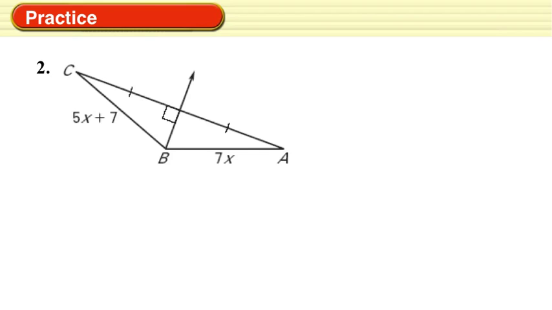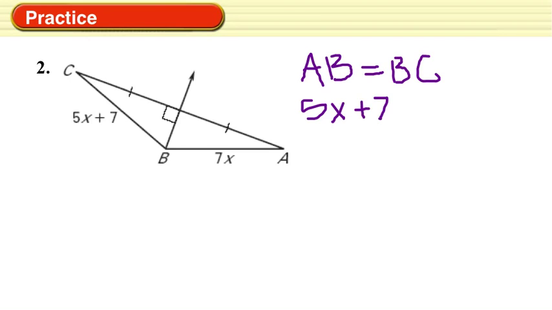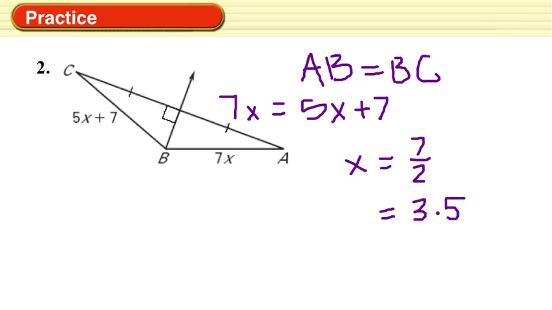Try this one on your own and then check your answer. So again, we know that in this case, AB is equal to BC, and that's by the perpendicular bisector theorem. Therefore, we can set those expressions equal to each other. 5x plus 7 is equal to 7x, and therefore x is equal to 7 over 2, which we can write as a decimal 3.5. And plugging 3.5 back in for AB, I'm just going to multiply by 7. So the length of segment AB is 24.5.